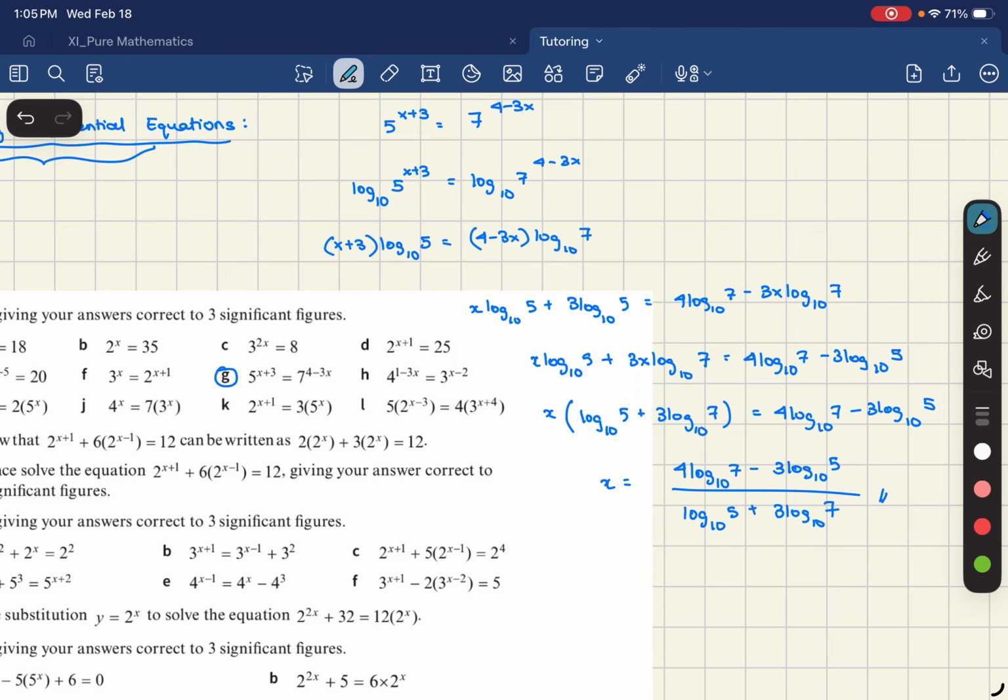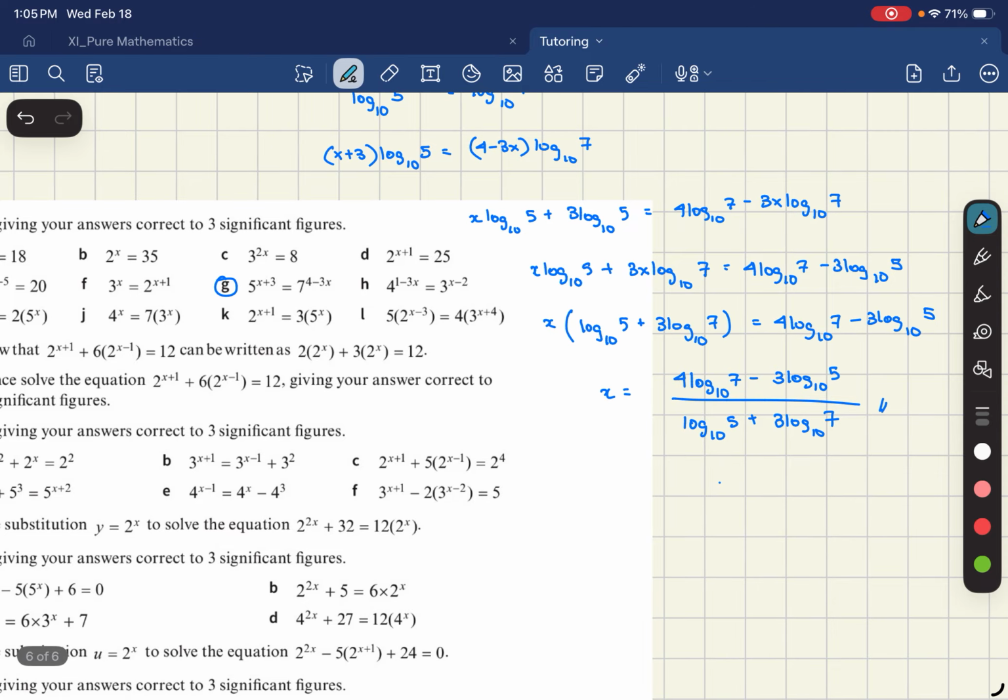And you can just put it in your calculator. You have 4 log 7 minus 3 log 5 divided by, and again, in your calculator, it's automatically understood that if you just have log, then the base is 10. Divided by log 5 plus 3 log 7. And that gives me 0.397 to three significant figures.